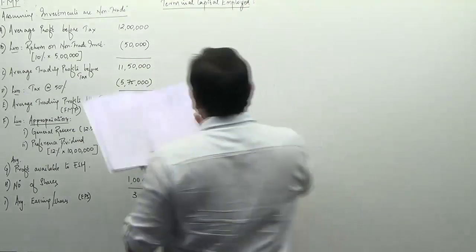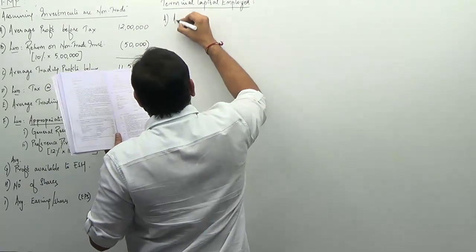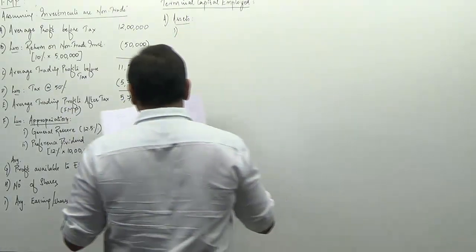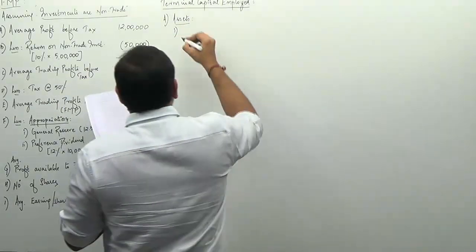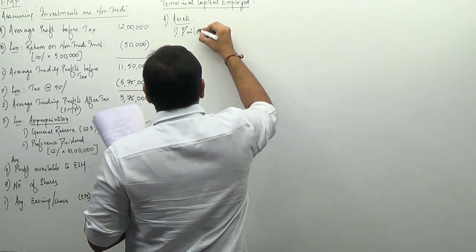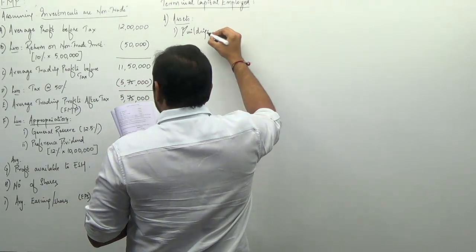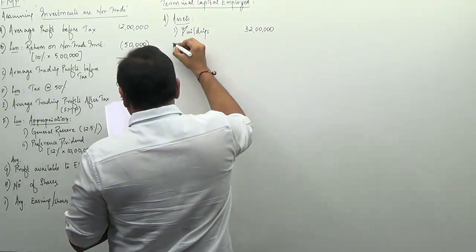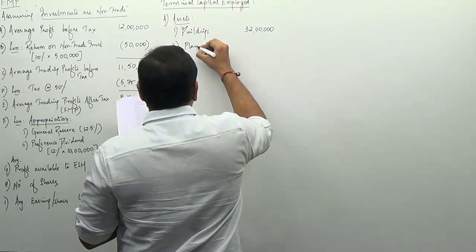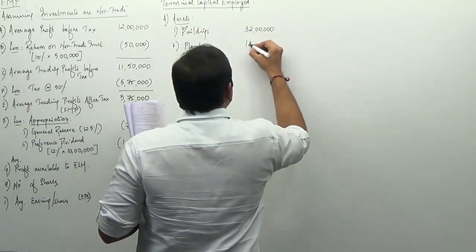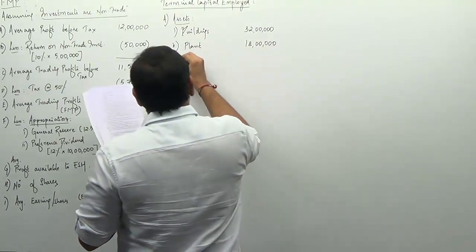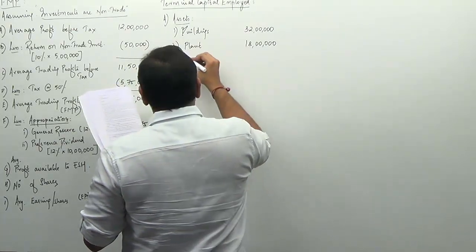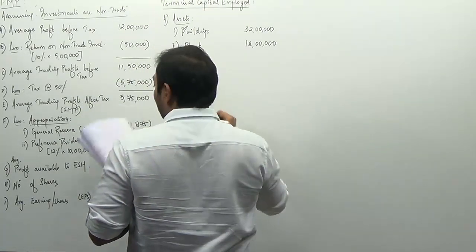Terminal capital employed. Let's start considering my assets first. First asset. I can't use goodwill for goodwill calculation, so I'll start with buildings. Fair valuation given to you in the next page, 32 lakhs. Second asset, plant. Fair valuation given in the next page, 18 lakhs. Third asset, I can't consider investment because we have taken it as non-trade investments. Next one is stock. Valuation is 4 lakh 50.